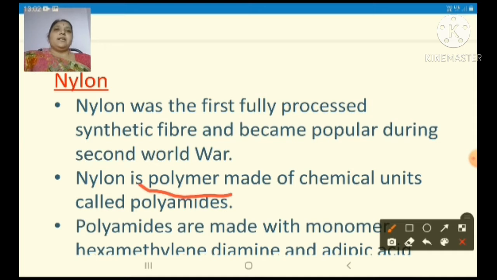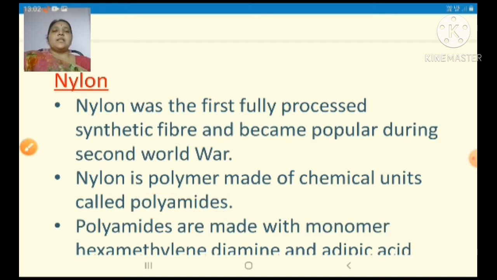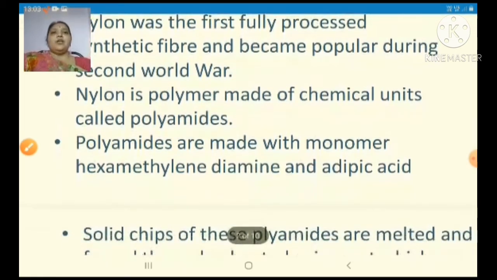This polymer is made from chemicals, and the smaller units of this polymer are called monomers. Monomers are the small units which are chained to make the polymer, and this polymer is used in making the synthetic fiber. So what are the different chemicals used in making the polymer to extract nylon? The polymers used in making nylon are called polyamides. Polyamides are the polymers which are used in making the nylon fiber.